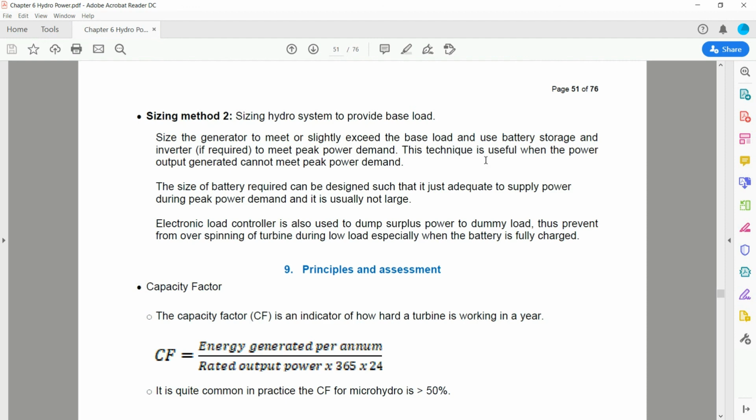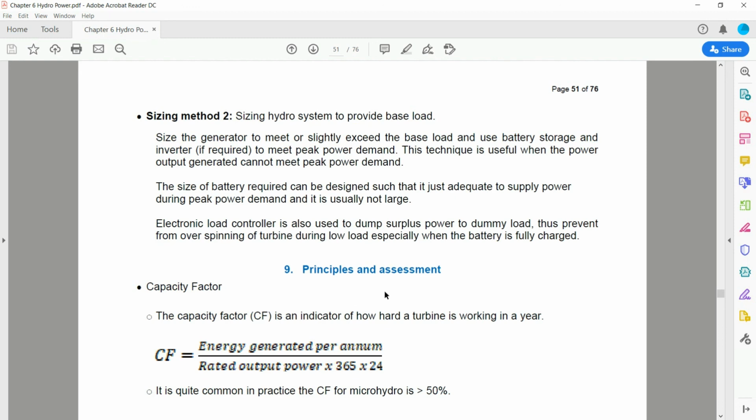So this technique is useful when the power output generated cannot meet the peak power demand. That means the generator or the system, the stream, cannot meet the peak power demand. So the size of battery required can be designed such that it is just adequate to supply power during peak power demand, and it is usually not large. So again, the ELC is also used to dump surplus power to the dummy load, thus preventing overspinning of the turbine during low load, especially when the battery is fully charged.